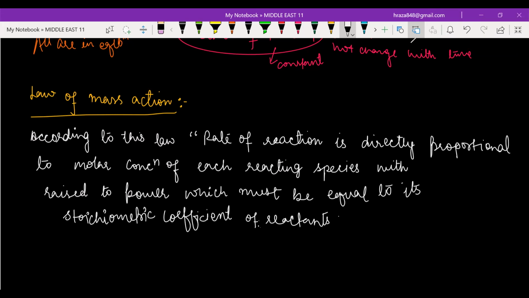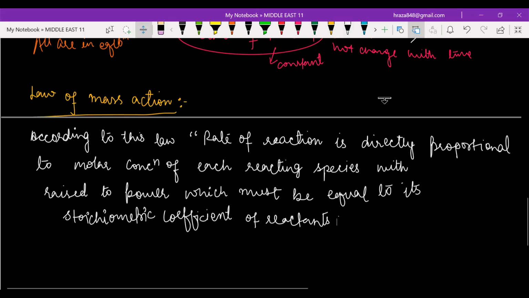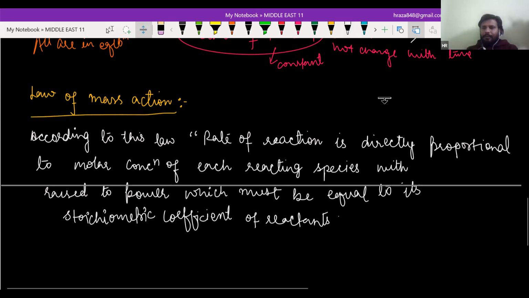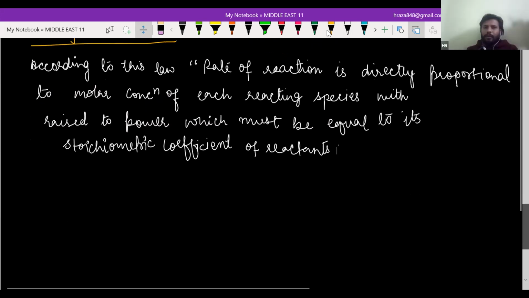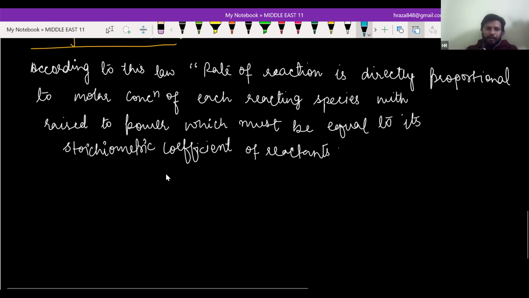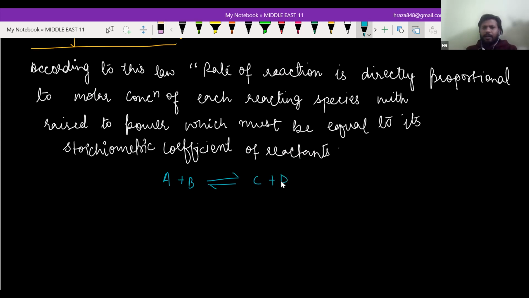Done, sir. Done, everyone? Okay, thank you. So I'm going to take an example, very easy. A plus B is converting into C plus D. That means you can say that A and B are reactants and C and D are products.